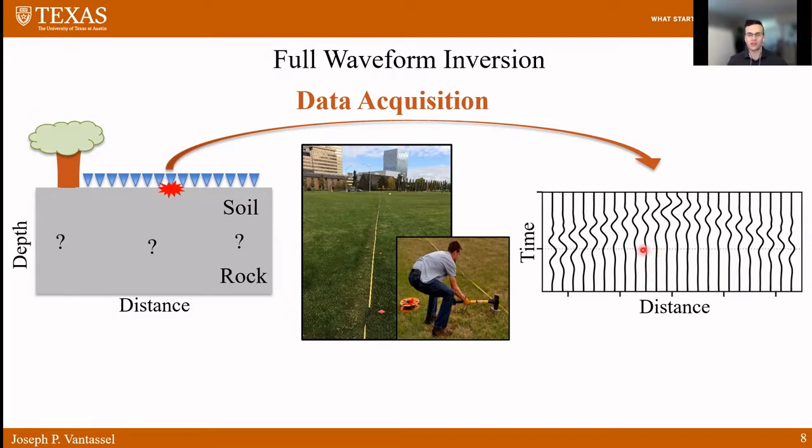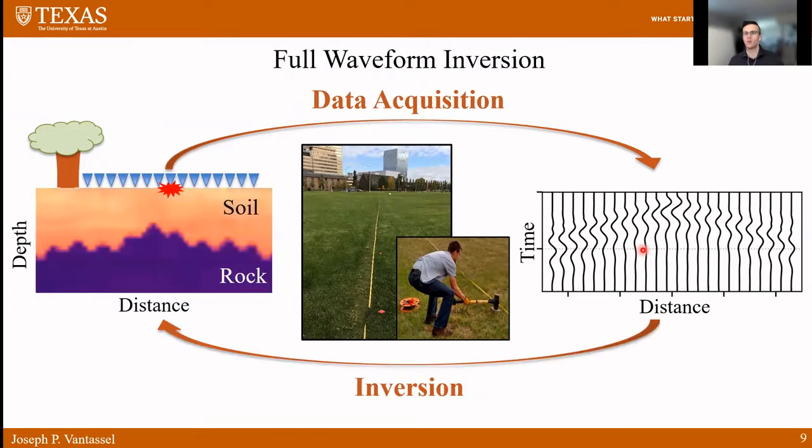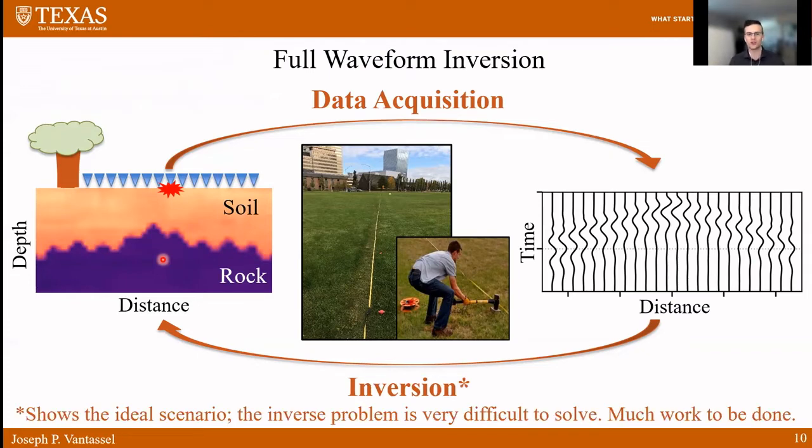Once we've acquired these waveforms, we enter the inversion stage, where we try to go from these waveform measurements on the right back to the subsurface model we're interested in, with the goal of identifying the stiffness of the soil, the stiffness of the rock, and their interface location. It's important to note that this inversion stage is quite complicated. It's quite a difficult problem to solve. And this presentation, and really this study, is looking at ways of improving the rigor of that inversion.